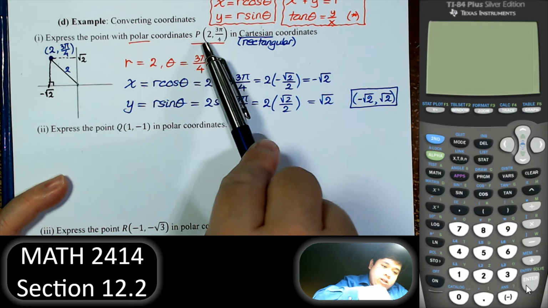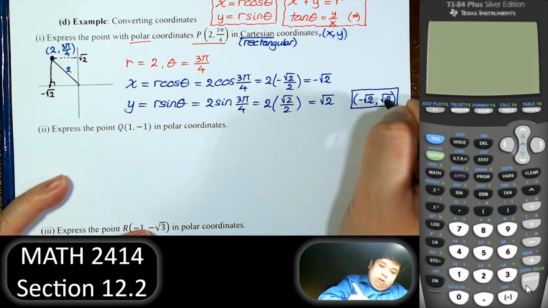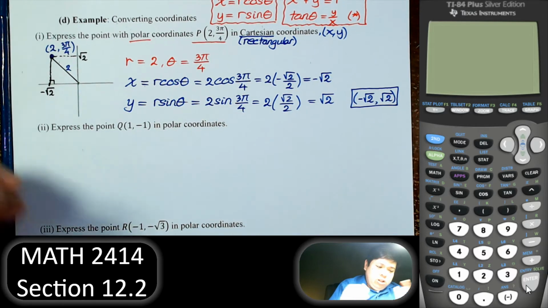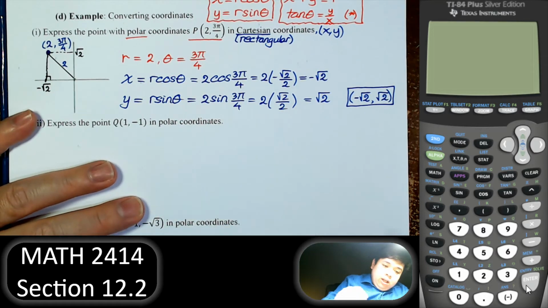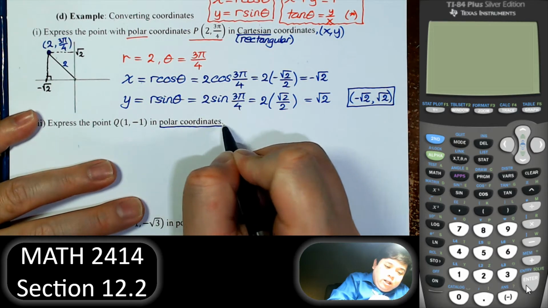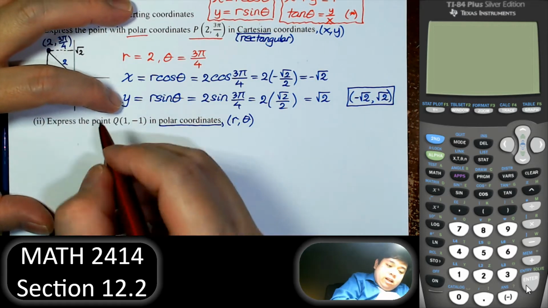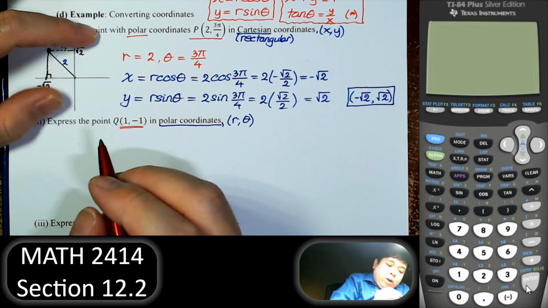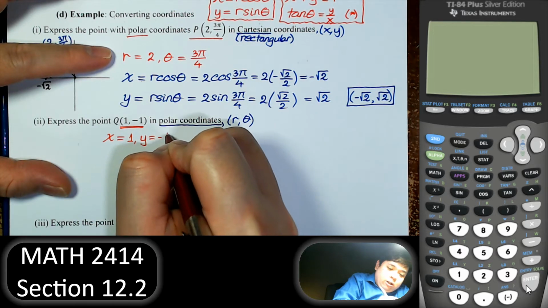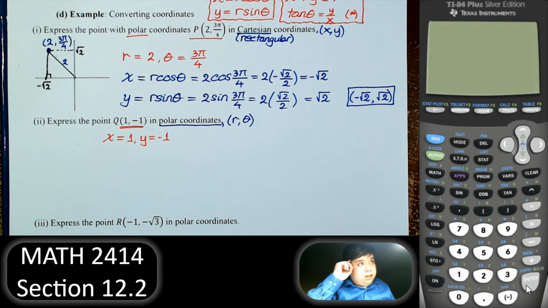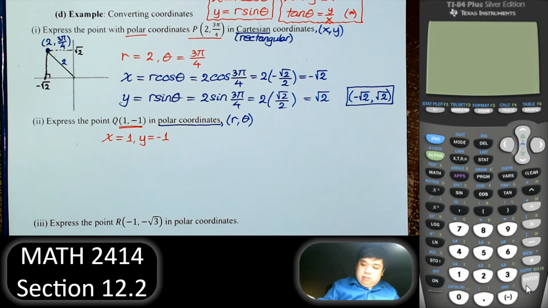Right. So from polar coordinate r and theta, we go to rectangular coordinate, meaning x and y, and we found that to be negative square root of 2 and square root of 2. That's simple enough. Next, express the point in polar coordinates. So we want the point in polar coordinate, meaning that we want r and theta. What we are given here will be in rectangular coordinates. So we have x equal to 1 and y equal to negative 1. And we will write this in polar coordinates. So we will find r and theta.